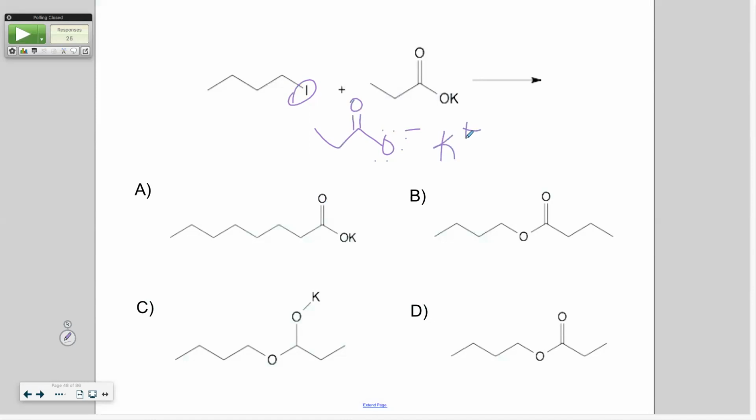Okay, so what is this thing? What is that called? The nucleophile. So where's it going to go? Right there. And that goes there. Okay, so what do you get?